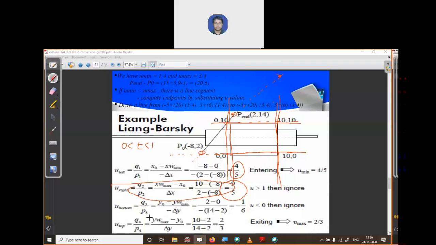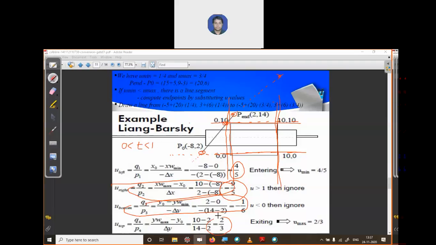For the bottom boundary, the value is negative, which should not be the case, so again you will ignore this value. For the top boundary, the value 2 by 3 is again between 0 and 1, so it is a valid value.